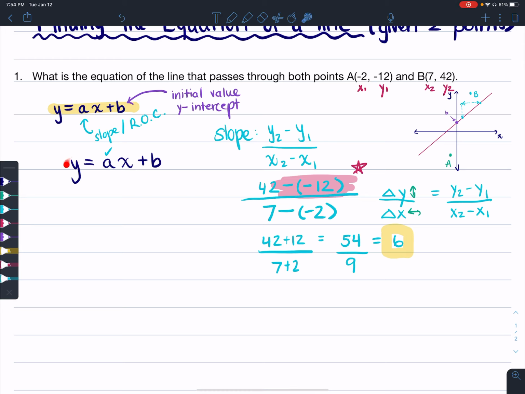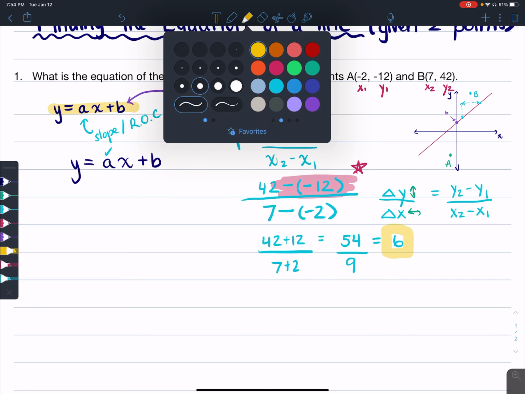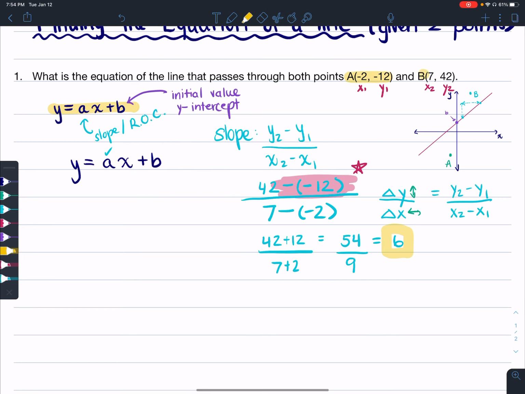Now, when you're solving for an unknown, you can only have one unknown. So right now we have 1, 2, 3 unknowns, which means I need to figure out either x, y, or b. And something to notice is that we actually do have y's and x's that we can use here, because we know that this line goes through these 2 points. So we can use either point A or point B as our x and our y.